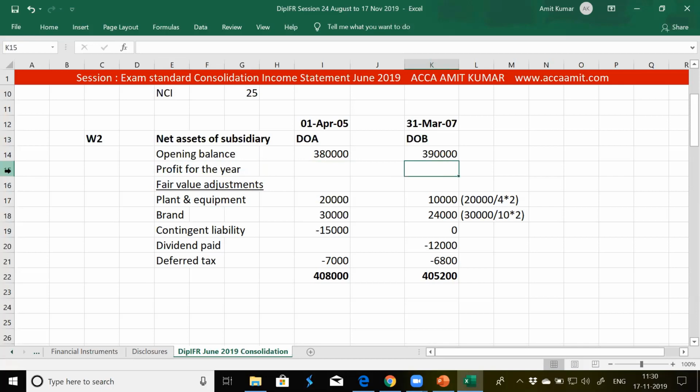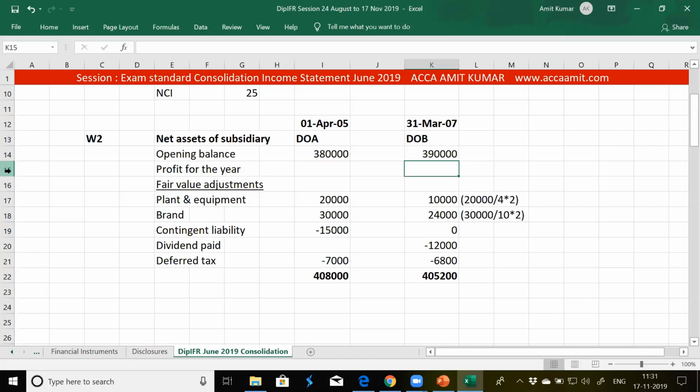How much is the profit for the year to be included for the period 1st April 2006 to 31st March 2007? How much is the profit for the year? This is a little trickier because it has taken into account 2 years. We need to know how much is the total increase. Now this calculation normally we do for balance sheet, but I'm using the same pattern so that you can remember it.